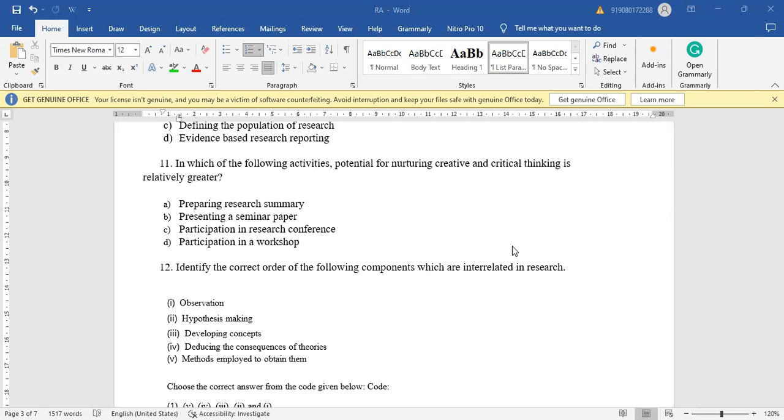Preparing the research summary. See, in a research summary, only creativity will be there. Critical thinking, the portion is quite less when you compare to other options. The first option is research summary. The second option is a seminar paper. A seminar paper includes a research summary, yes or no? Yes, it includes. Then that is ruled out. Research summary cannot be the answer. Rather, you can consider seminar paper. Now, seminar paper, research conference or workshop?